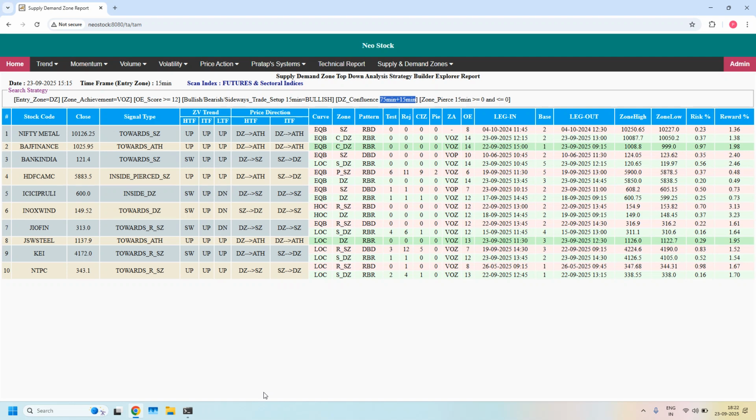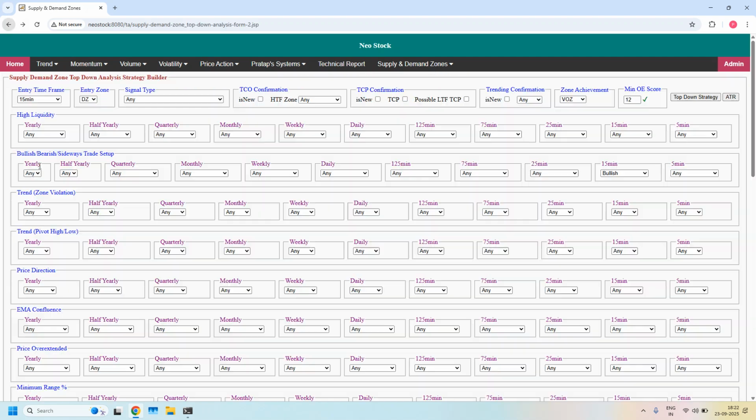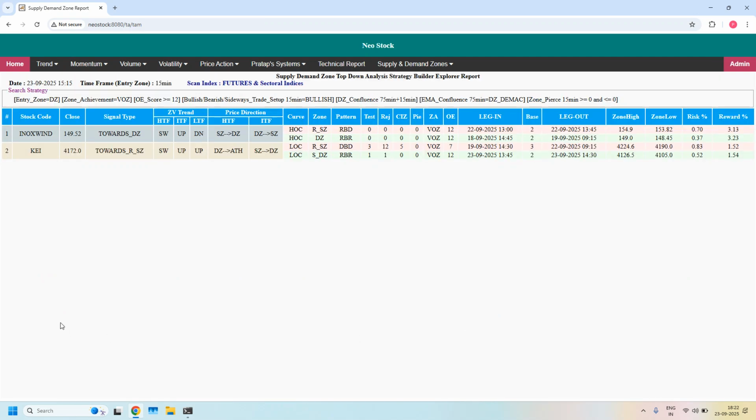Next we need to check for EMA confluence on the 75 minutes demand zone, because the 75 minutes trend, ITF trend, is uptrend. So I am going back, applying EMA confluence at 75 minutes demand zone by checking whether the 75 minutes demand zone has daily EMA confluence or not. So let's filter. We got two stocks. So these two 15 minutes demand zones have a higher probability of success, provided less than 20 checklist items are satisfied, otherwise higher chances of zone violation.